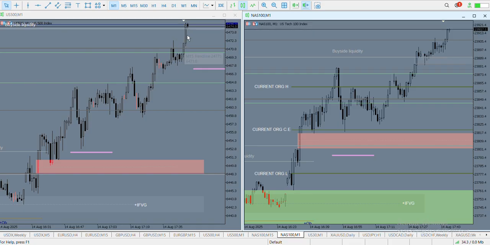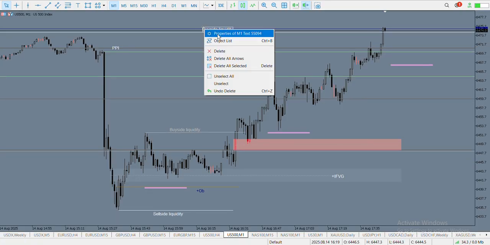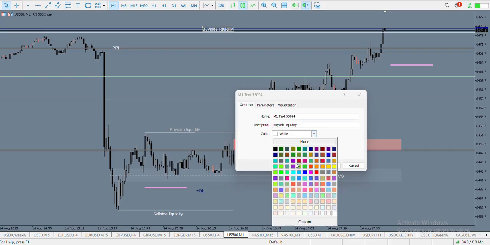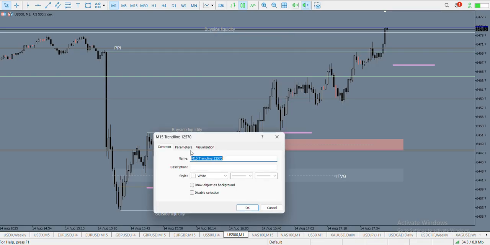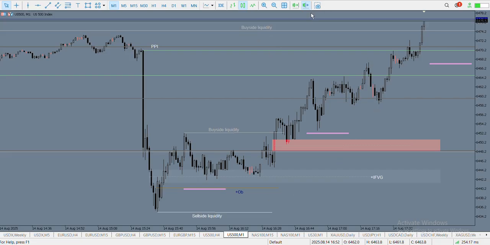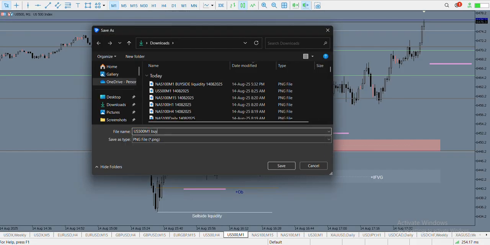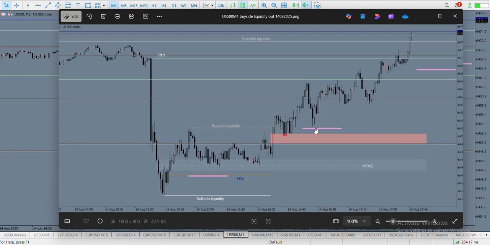Especially now that I'm looking at S&P. Look at that. We've run that buy side. So I'm going to take this screenshot, US 500. This is dimmed out, buy side is out. I talked about all of this. Let's take this screenshot. There we go.